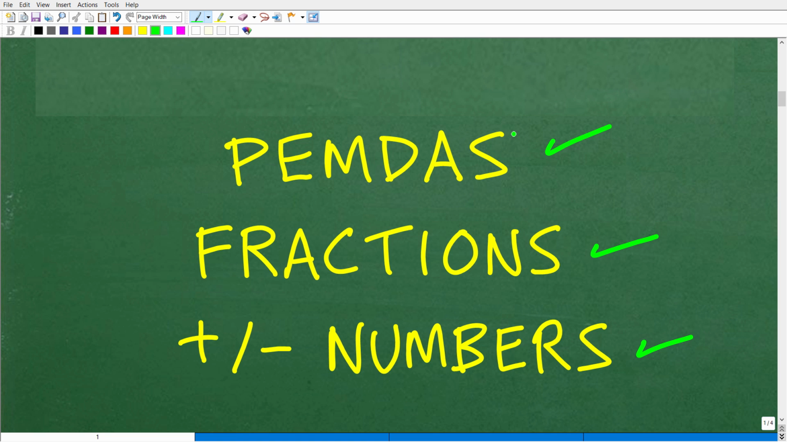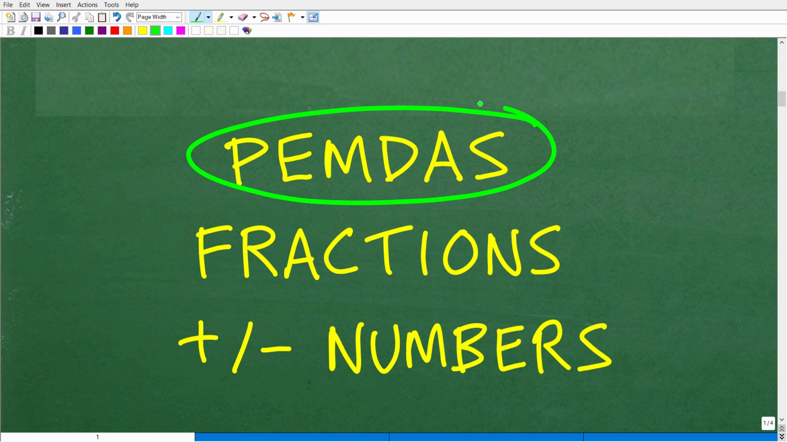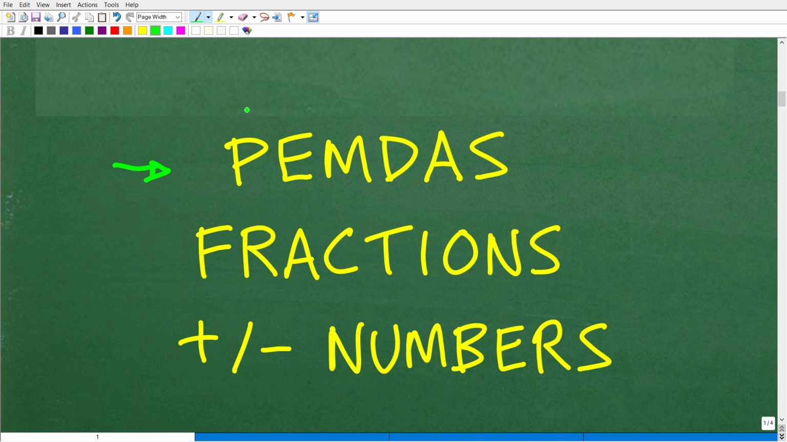But let's do a quick review of the order of operations, and that's this lovely acronym right here, PEMDAS. All right, so here is a great little phrase you can remember this PEMDAS by. That is, please excuse my dear Aunt Sally. I don't know who came up with that phrase. Maybe it was Aunt Sally, so we thank her for her cool little phrase.